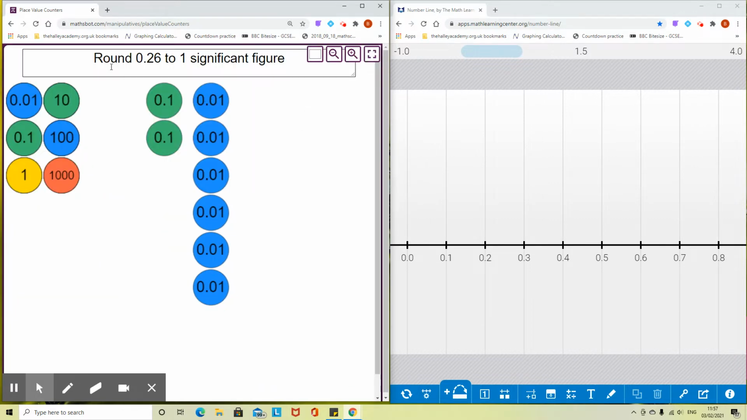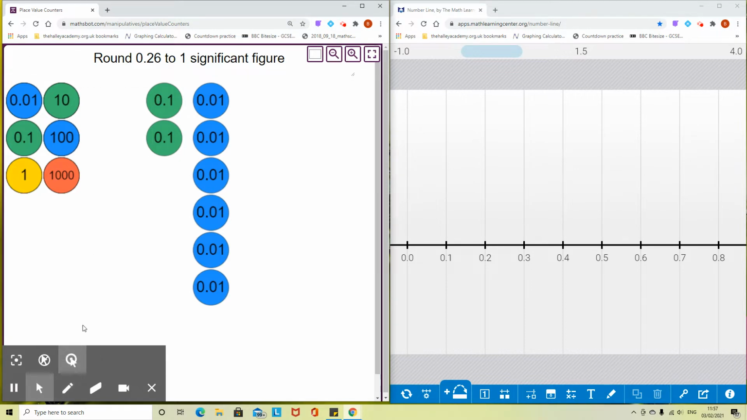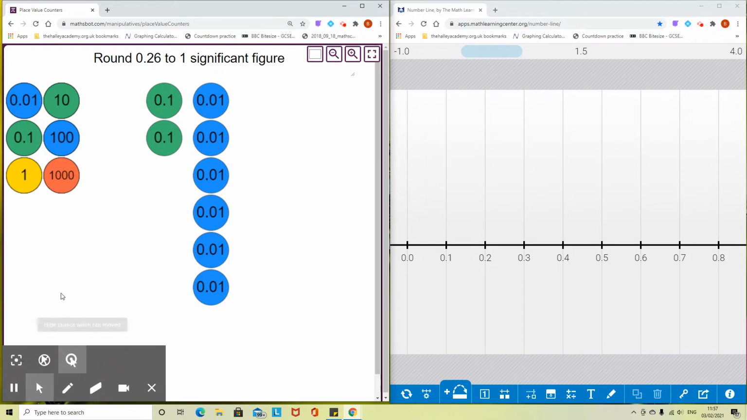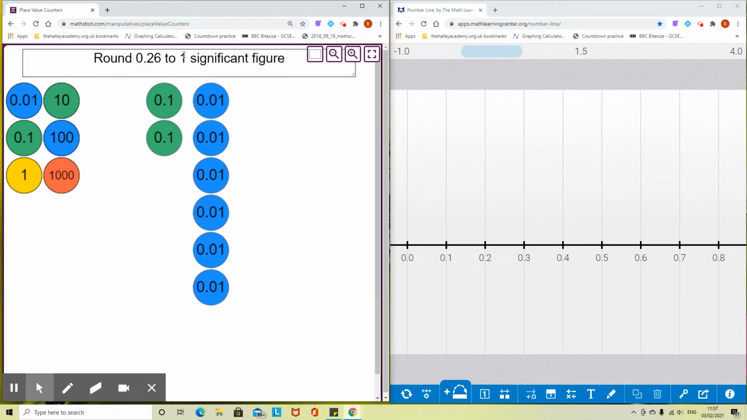Now here we go. So we need to round 0.26 to one significant figure. Now, as you can notice, these two add up to make 0.2. All the blue counters will add up to make 0.06. They both add up to make 0.26. We are asked to round it to one significant figure.